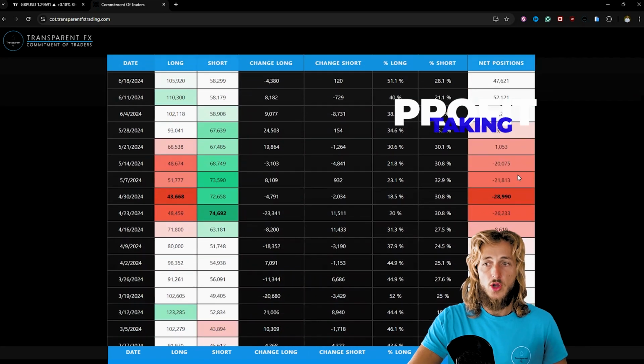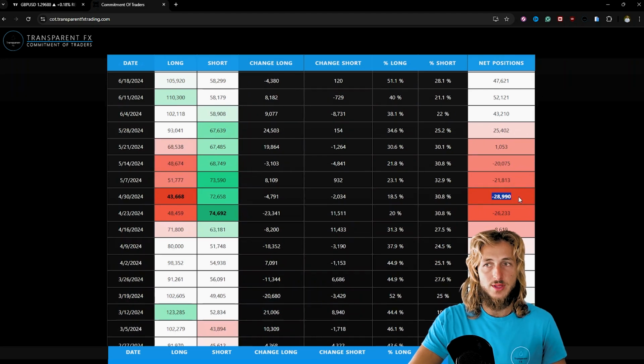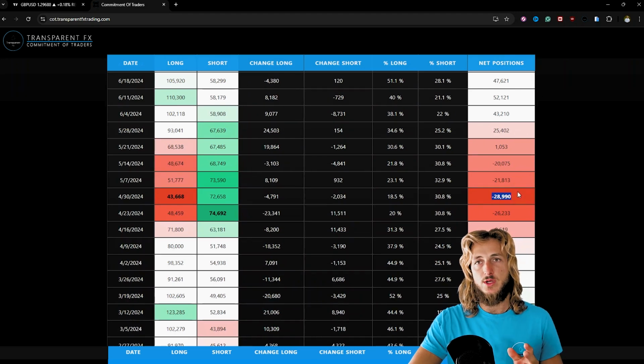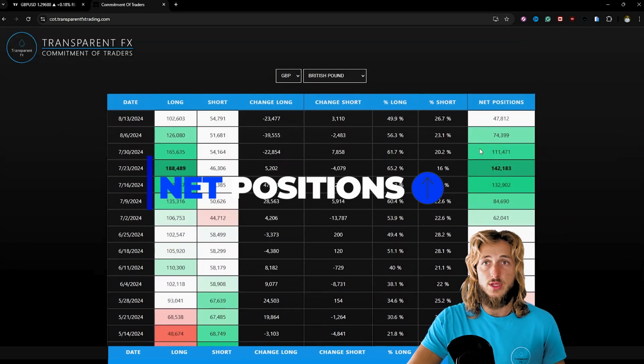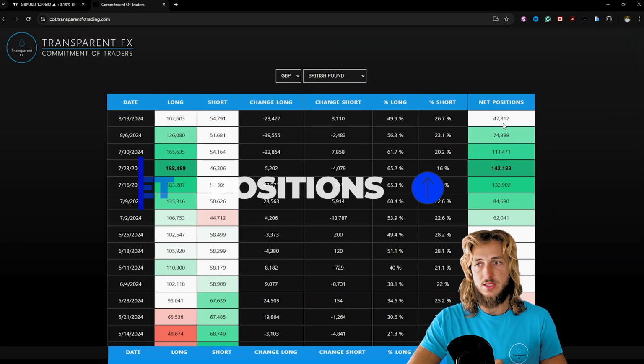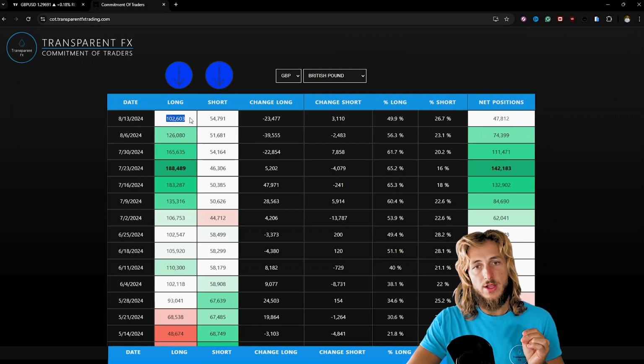And if we look at the long term, we can see how actually GBPUSD is still quite bullish. We went from having minus 28.9k net positions, so situations where institutions had way more shorts than longs, 72k shorts compared to only 43k longs, all the way up to now having the complete opposite, so way more longs than shorts, with 47.8k net positions, with 102k longs compared to only 50k shorts.